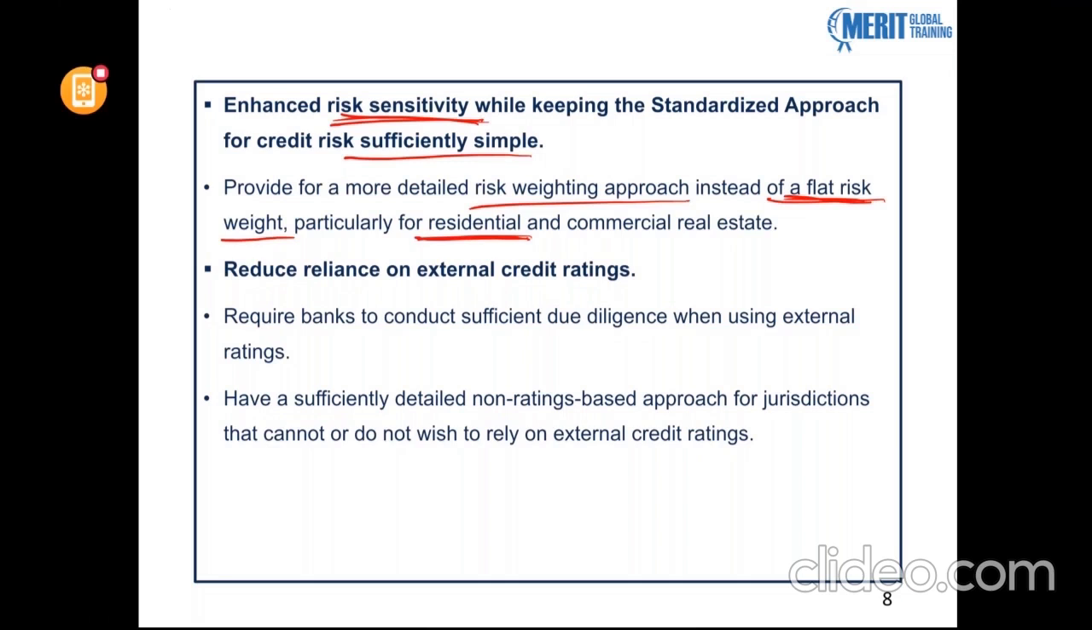For exposures to banks as well. Remember, for unrated banks, we apply what? 100%. This is no longer the case. There is a different set of risk weights that needs to be applied for exposures to unrated banks under Basel IV compared to Basel II. So Basel IV is more risk sensitive compared to the way we risk weight exposures to banks and other exposure classes under Basel II. We'll look at that in detail and see where the changes have occurred.